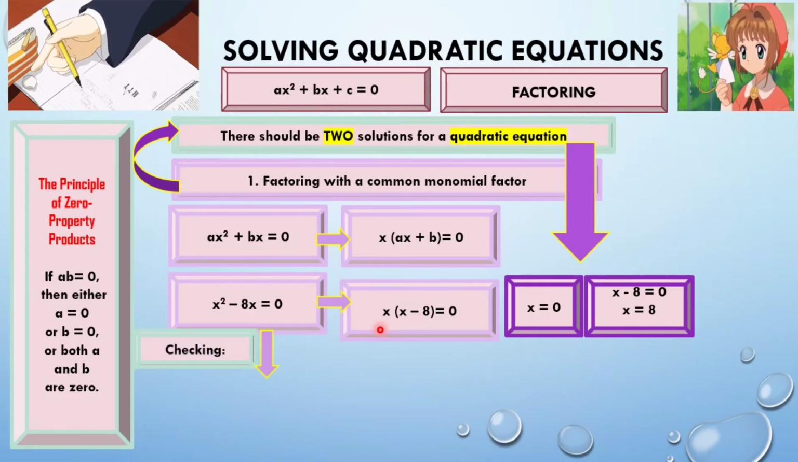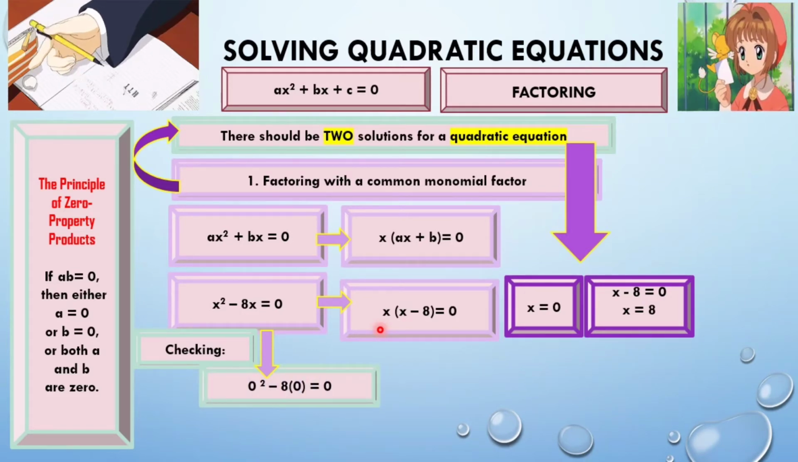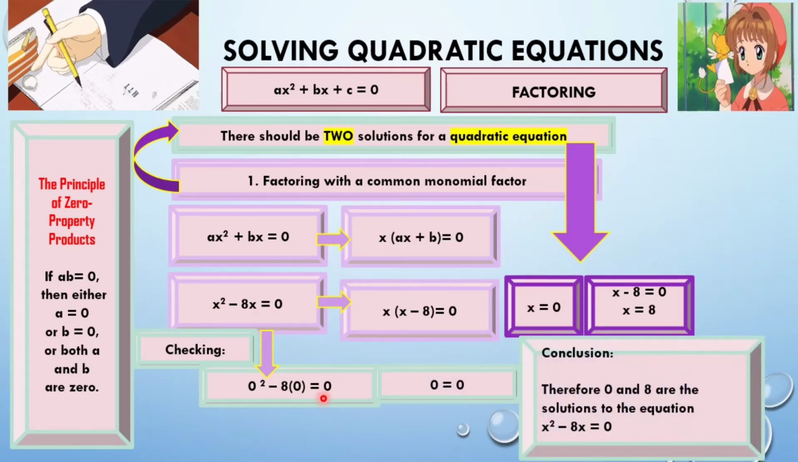So let us do the checking. In checking, you just substitute the computed value to your original equation. So let's have 0 first. So 0 here is substituted to the x because we have computed our x here as 0. So let's continue. Just simplify. 0 is 0. Okay, so therefore 0 and 8 are the solutions to the equation x squared minus 8x is equal to 0.